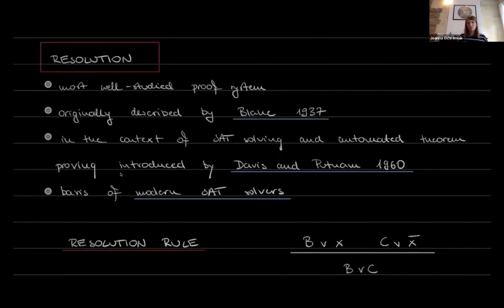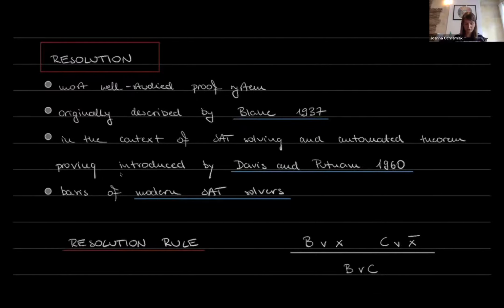So resolution is definitely the most well-studied proof system. Originally described by Blake in 1937, and then in the context of proof complexity and SAT solving, it was studied by Davis and Putnam in the 1960s. And as I already mentioned, it's the basis of modern SAT solvers. It has one rule.